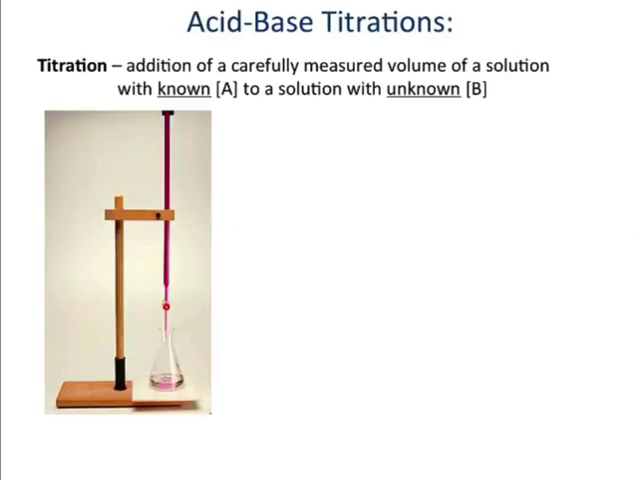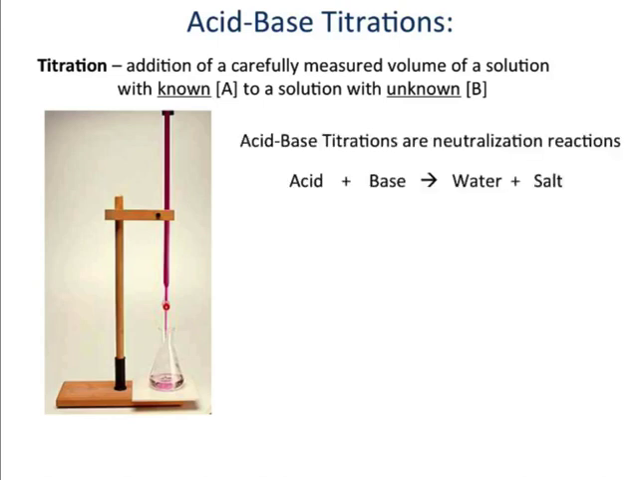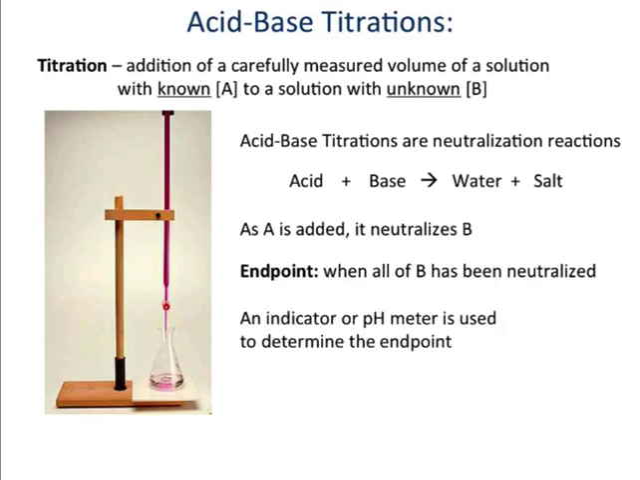Alright, so a titration, just a reminder, it's an addition of some carefully measured volume of solution, and sometimes you know the concentration of one and not the other, or you know the identity of one and not the other, or in the case of what we'll talk about here, you know the identity and concentration of both and you're trying to find something like the pH or the Ka or something like that. With an acid-base titration, it's a neutralization reaction. And when you have added enough base to neutralize the acid or vice versa, you reach the endpoint.